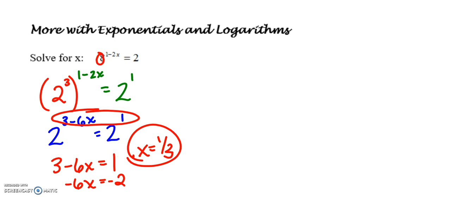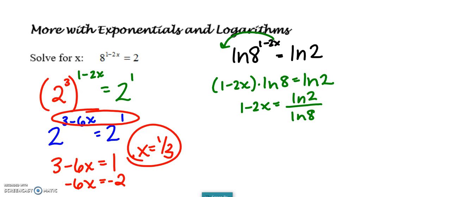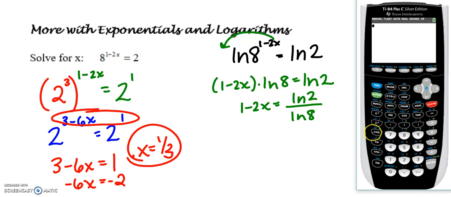The other way to do this is to take a log of both sides. Let's say you didn't see that you could rewrite it that quickly. I'm going to take a natural log of 8 to the 1 minus 2x equals the natural log of 2. Power property says I can move this whole exponent down to the front. Divide by the natural log of 8, which in your handy-dandy calculator, natural log of 2 divided by the natural log of 8. It's 1/3.